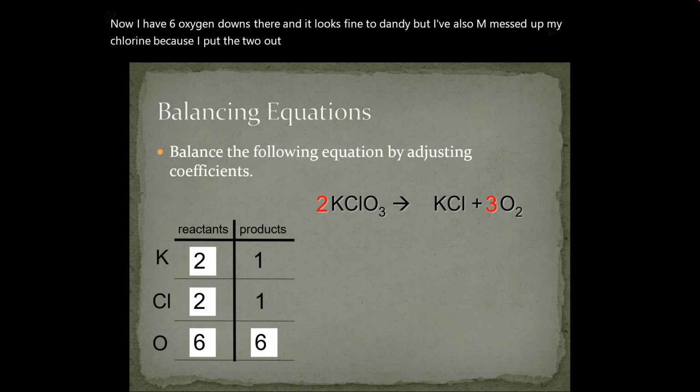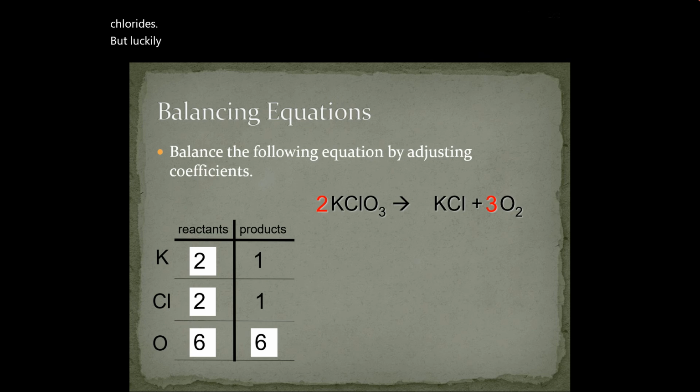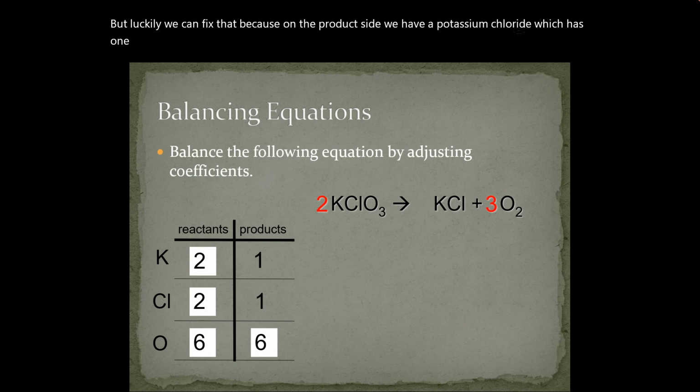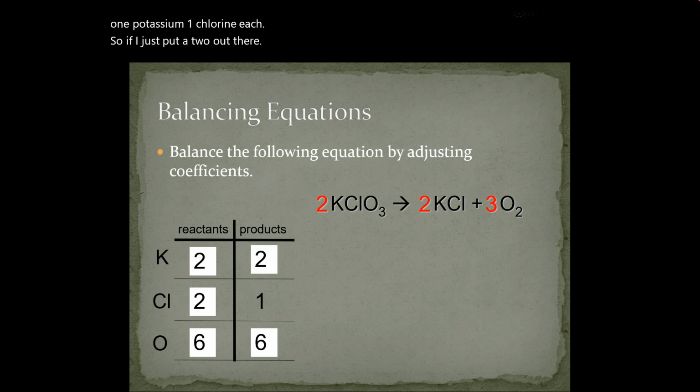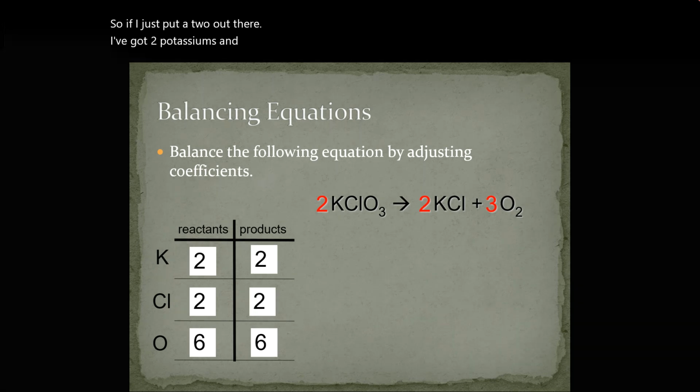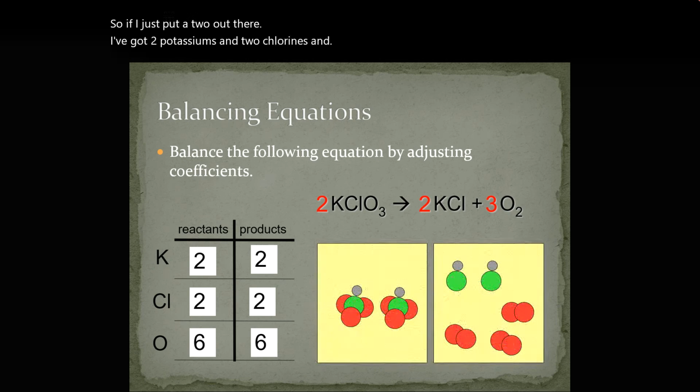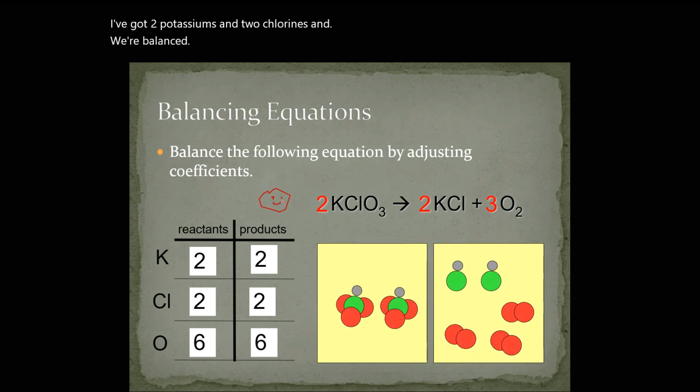because I put the 2 out front. Now I have 2 potassiums and 2 chlorines. But luckily, we can fix that because on the product side, we have a potassium chloride, which has 1 potassium and 1 chlorine each. So if I just put a 2 out there, I've got 2 potassiums and 2 chlorines, and we're balanced. Not a very happy, but it's a happy.